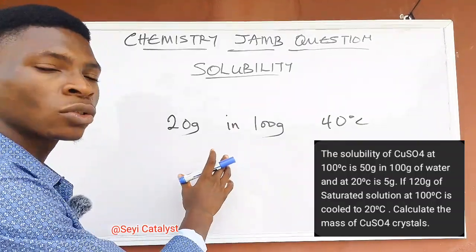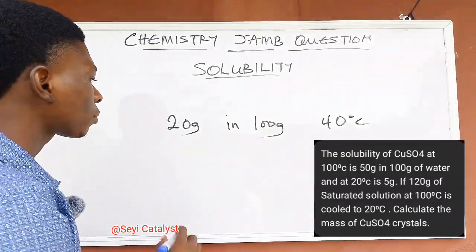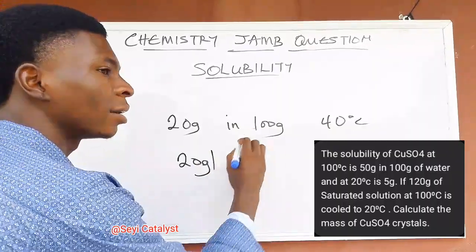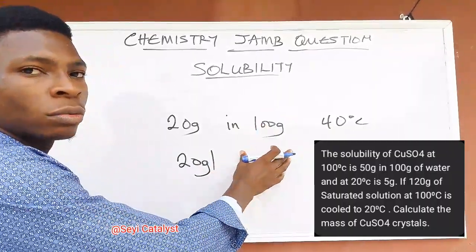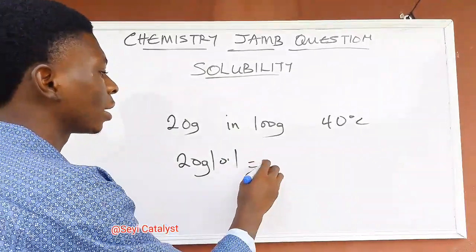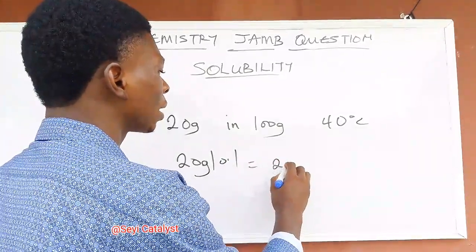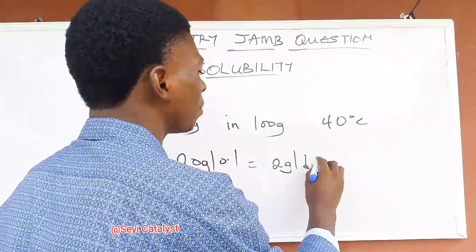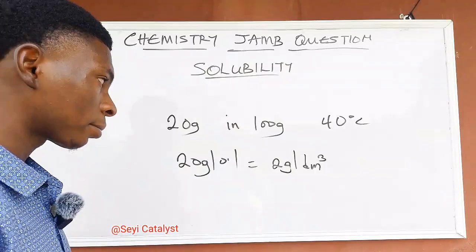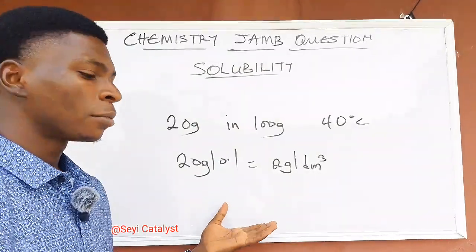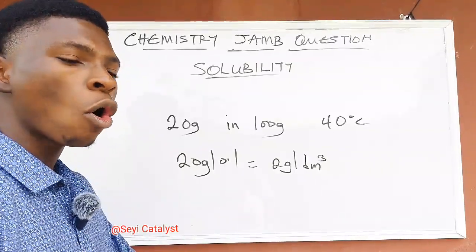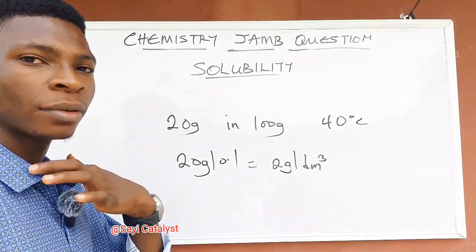And the solubility of this salt, sodium chloride, will be 20 gram per, you convert this 100 gram of water to dm cube, that would be 0.1. So that would be 2 gram per dm cube. That would be the solubility of this sodium chloride, because solubility is expressed in gram per dm cube or mole per dm cube. So now you get me now.